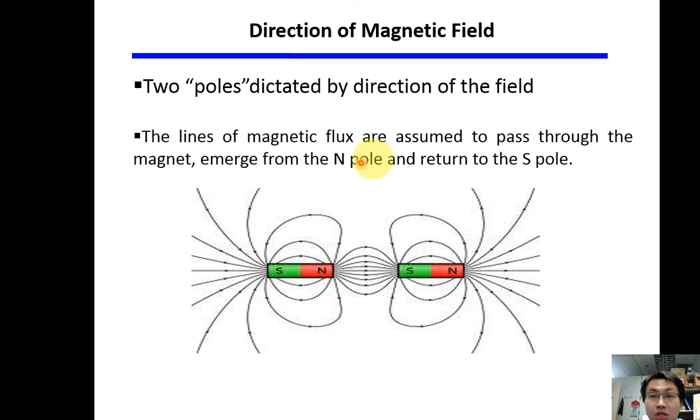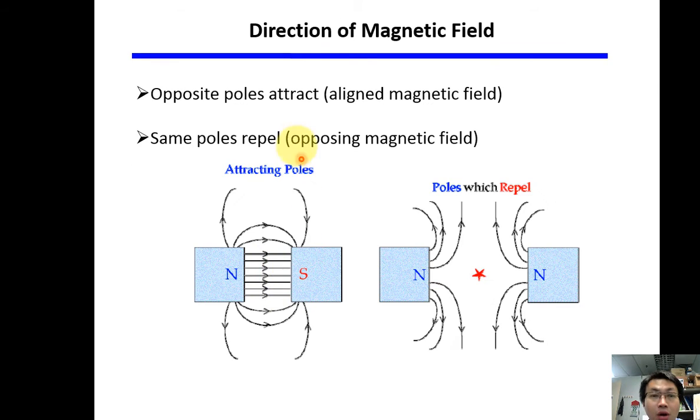The lines of magnetic flux are assumed to pass through the magnet, emerge from the north pole and return to the south pole, which means the line will go to the south pole, then emerge inside the magnet, go out again from the north pole, then go in again at the south pole. Opposite poles attract or align magnetic fields, while same poles repel opposing magnetic fields. So the field from north and south will align and attract each other. For poles which repel, north and north, the lines will push the other lines away.